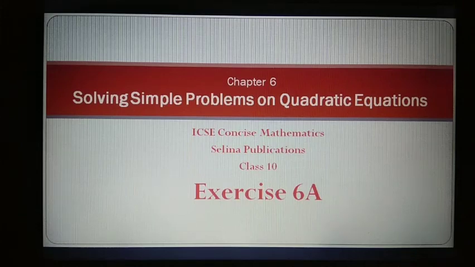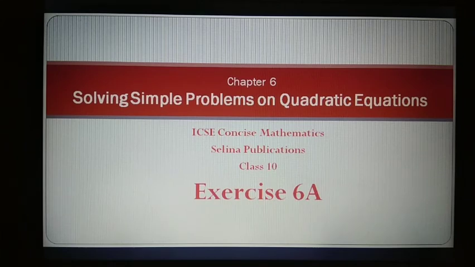Hello my dear students. So today we are going to start a new chapter, that is chapter 6, solving simple problems on quadratic equations. Now this chapter is entirely based on your quadratic equation chapter. In this chapter what you are going to do is frame a word problem into a quadratic equation and solve it. So we'll start with a few simple problems. Today we are going to start exercise 6a.